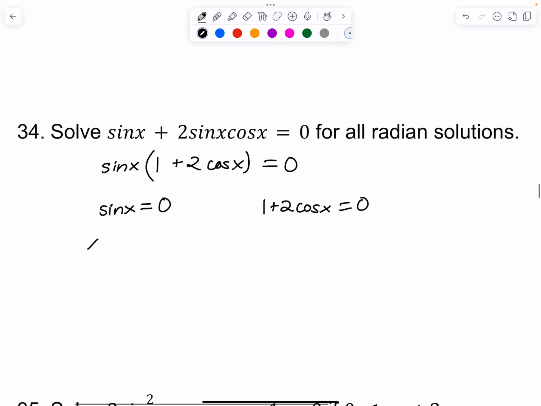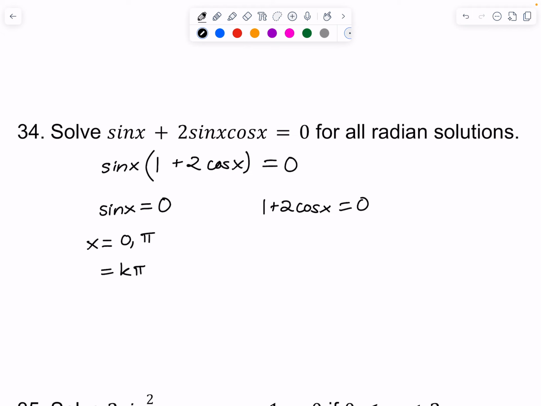Sine x is 0. That means that x is going to be 0, pi, etc. This is going to be equal to k times pi. There are ways to write that slightly differently. You could have put 0 plus 2 pi k, pi plus 2 pi k, but those end up simplifying to just be k times pi.